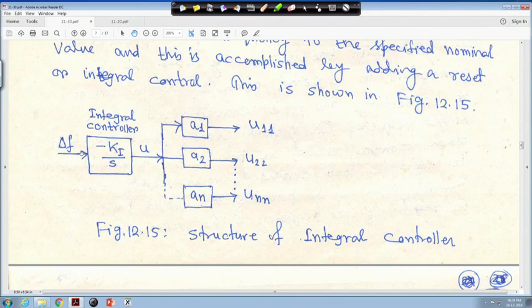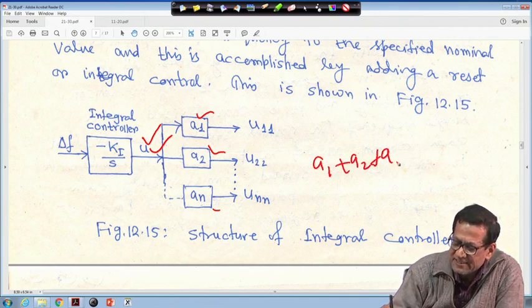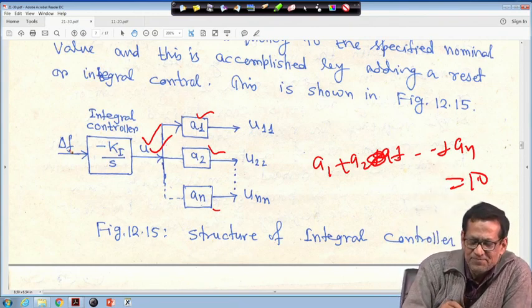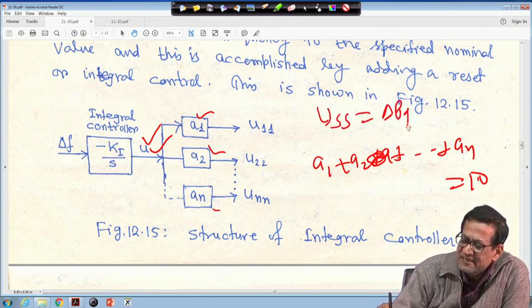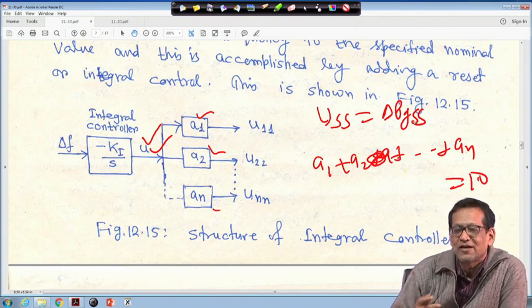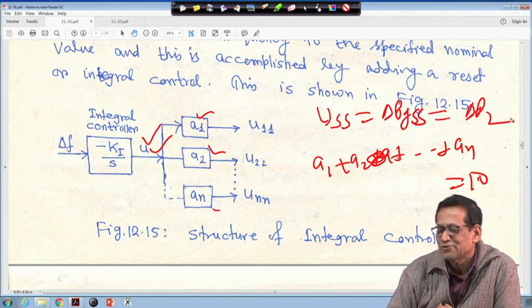So, this is a composite system, delta f, that is the integral controller, minus K I upon s, then the output is u, and this output goes to the fractions a1, a2, up to an. So, a1 plus a2 plus a3 up to an is equal to 1.0. Now, in steady state, delta f is the input given to the controller, but at steady state you will see that u steady state is equal to delta Pg steady state. Suppose load demand has increased, then u steady state is equal to delta PL, the total load.